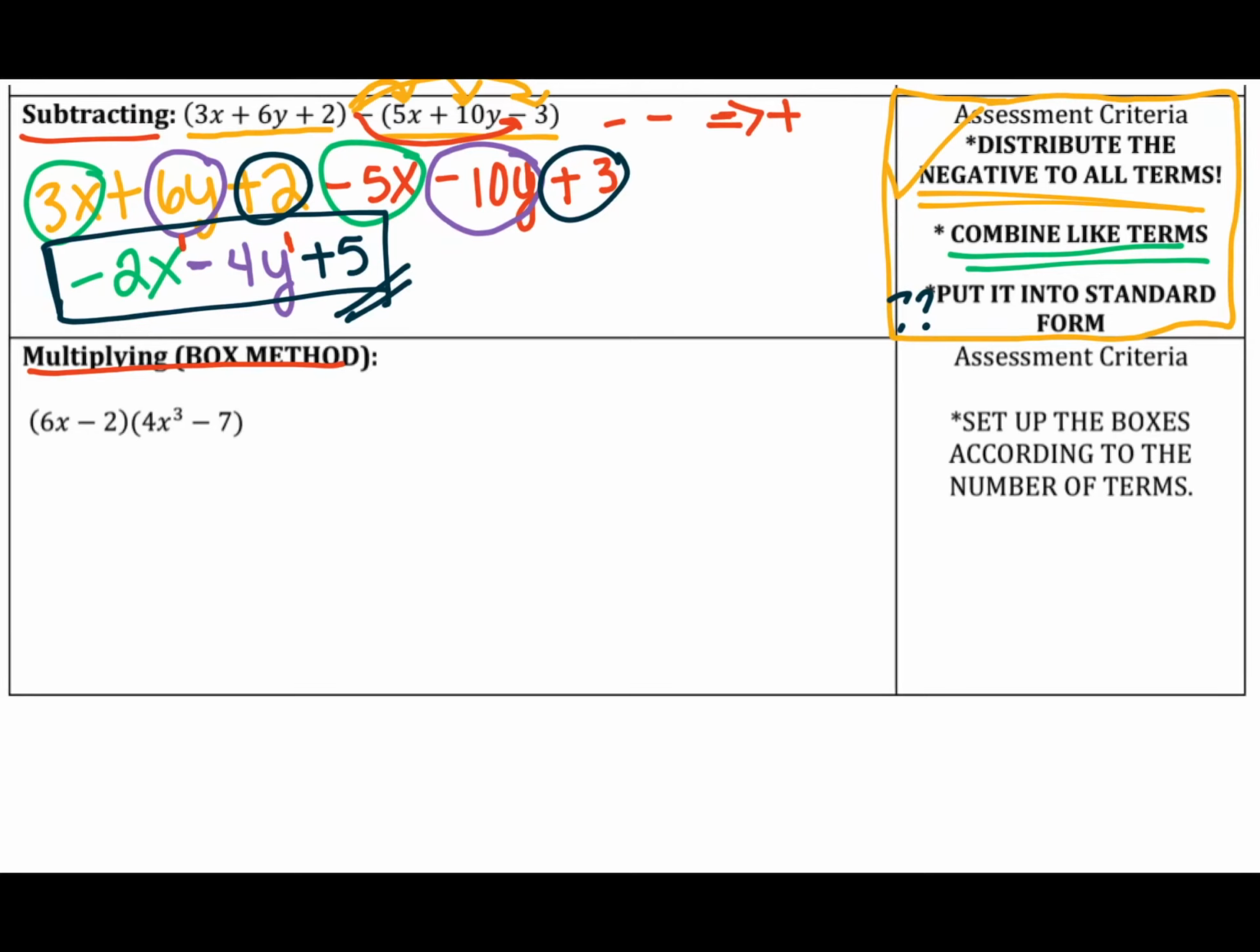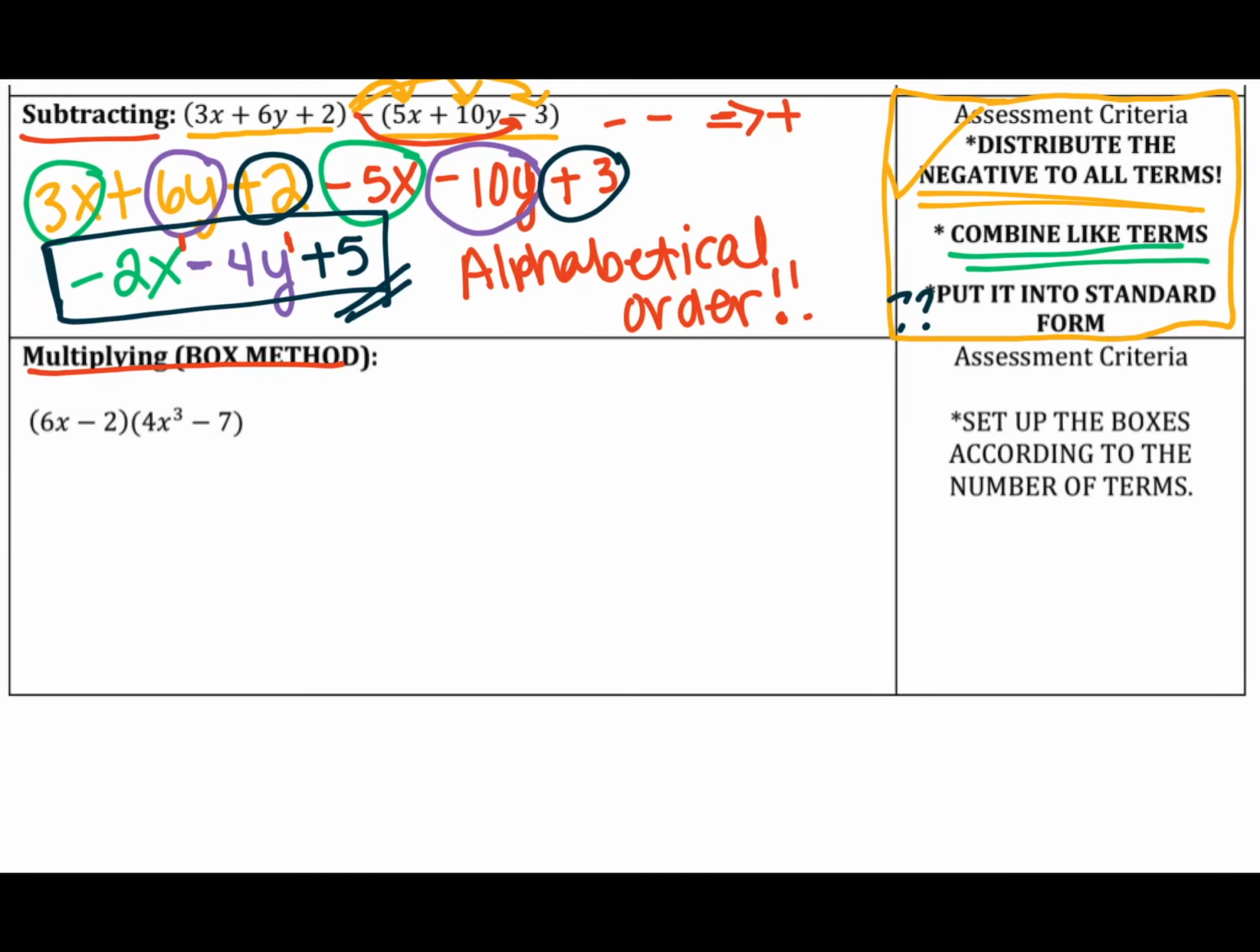Those are invisible ones. So how do we know which one goes first? How do we know if the x term goes first or the y term goes first? Well, that's pretty simple. We just go in alphabetical order. All right, not too bad, not too bad.